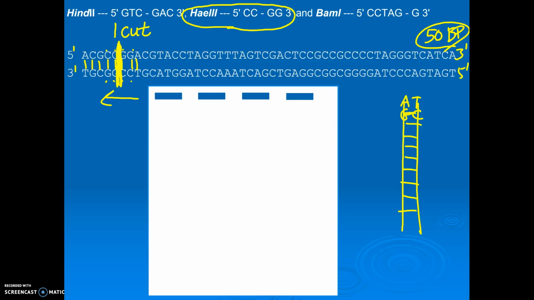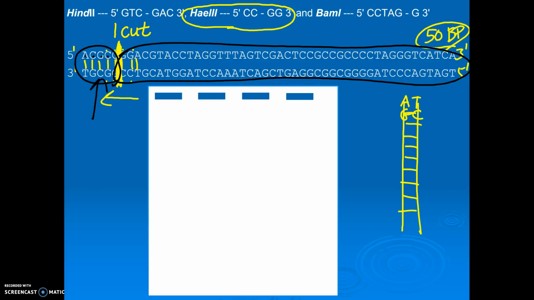If I was to run an electrophoresis now of this DNA, you could be asked, how many pieces would you get? Well, you would get 2. This would be one piece, and this would be the second piece. And where would you see the bands? Well, if I literally count 1, 2, 3, 4, 5, my original piece was 50 base pairs long. This is now 5 base pairs long, which means this is 45 base pairs long.